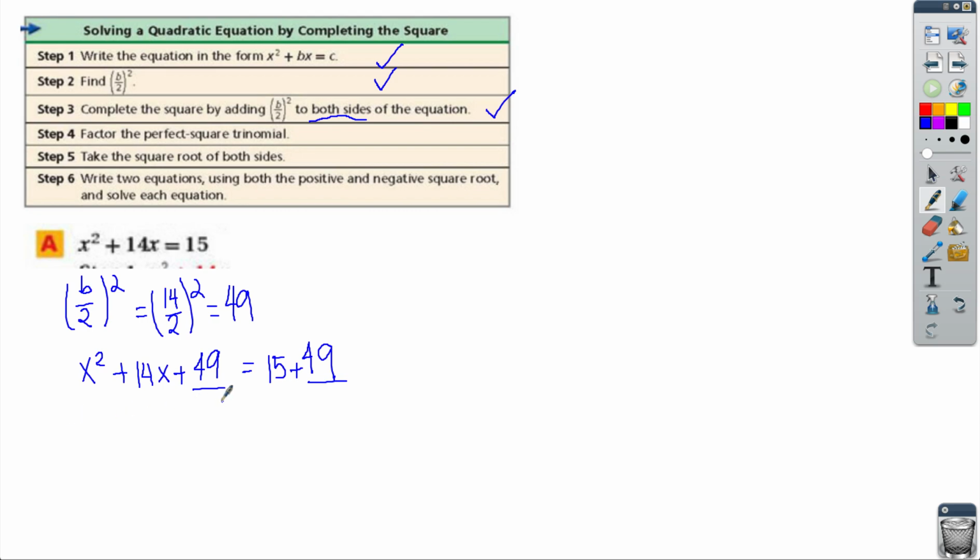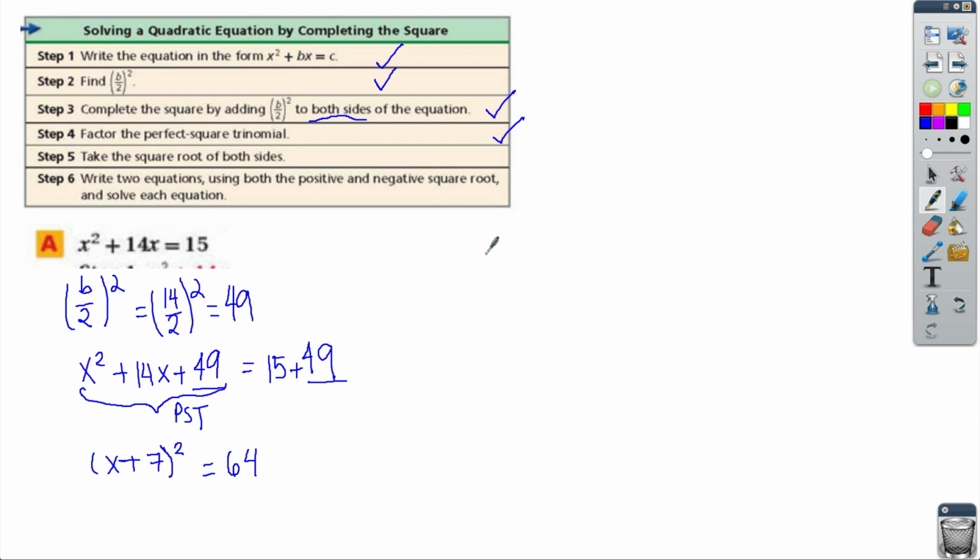Step 4, we should be able to factor this perfect square trinomial right here. This is a PST. You guys remember? All right, let's factor it out. What's the square root of x squared? It's x. And the square root of 49 is 7. Because it's addition, we place addition, and then you square this. Okay, you're going to see shortly why I'm asking you to leave your answer in the square form rather than the 2 factors. This is equal to 15 plus 49, which is 64, like so. So we just completed step 4, factored the trinomial.